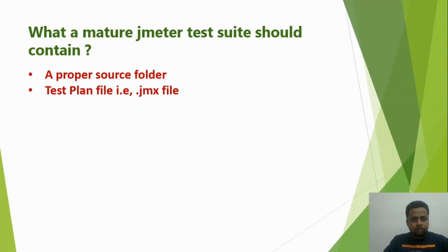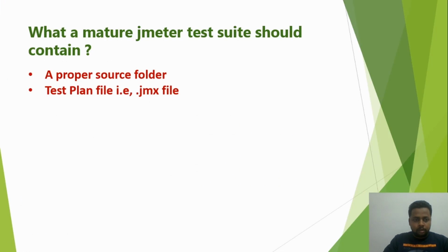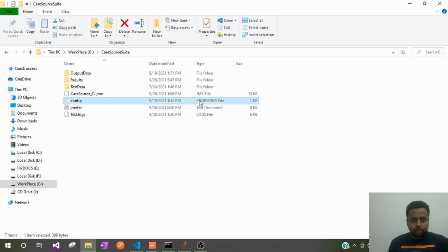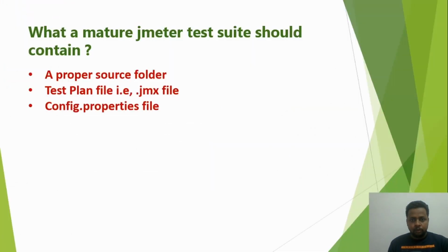So the next thing is a test plan file, that is, a .jmx file is needed. So this is what it is, care source ci.jmx. We need this .jmx file for a JMeter test suite. Okay, and then the next thing is we need a config.properties file. So this is the config.properties file, which can contain all the configurations of the service. If you open this, you can see we have provided the configurations of the service, such as product name, and then the protocol and IP address of the service, port of the service, and different paths and other variables we can provide in this.